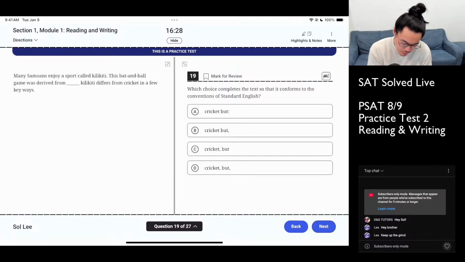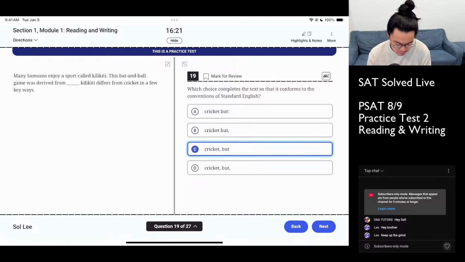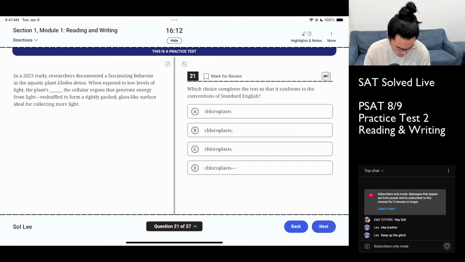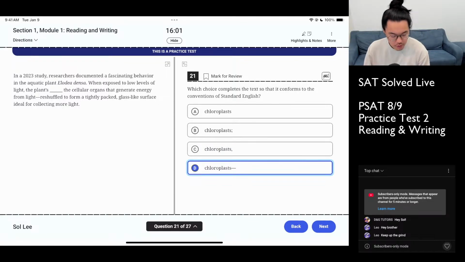Okay. "Many Samoans enjoy a sport called kilikiti, which was derived from cricket, but it differs in a few ways." Speakers use registers. Got it. "The plant's chloroplast, subject, comma, the organs, dash." Okay, there we go. I think you guys can predict what was happening in my head as I was reading that sentence.